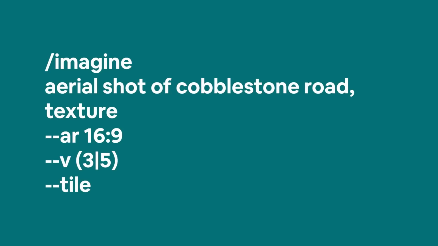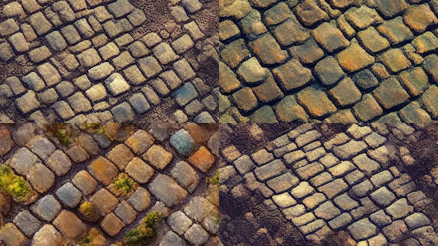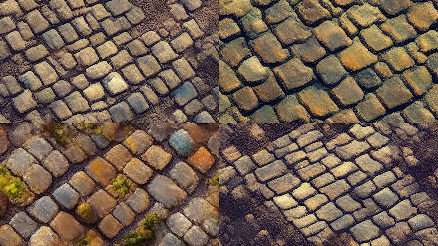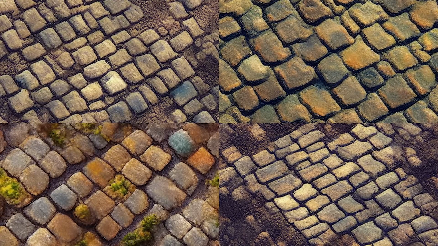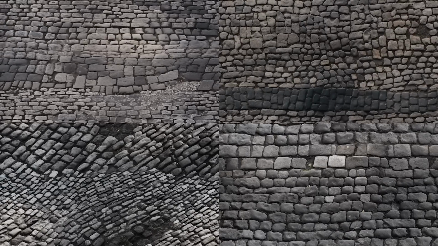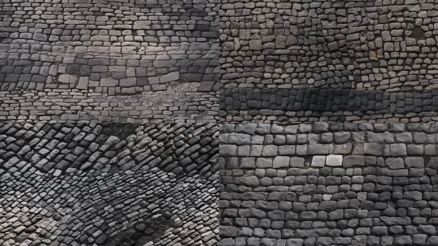Here's another example that's more impactful for the gaming industry. Imagine aerial shot of cobblestone road, texture, and then once again, we add the tile parameter. Here's what version 3 produces. It's not as useful simply because it doesn't actually give us an aerial shot of this texture. You would first have to distort the image in an image editor in order to be able to use it. But the version 5 images are much, much better. Not only are they more realistic, but they've also got the right angle and everything you need.